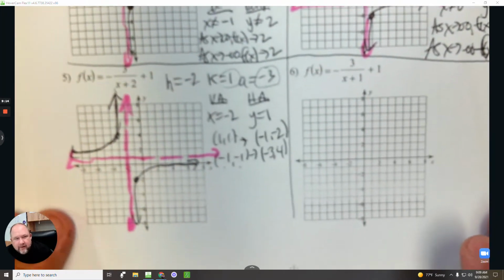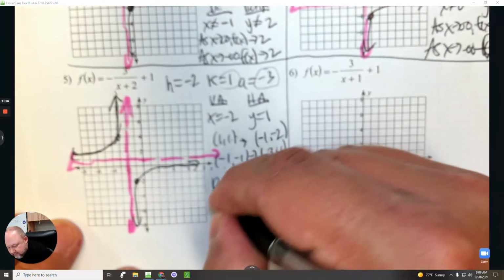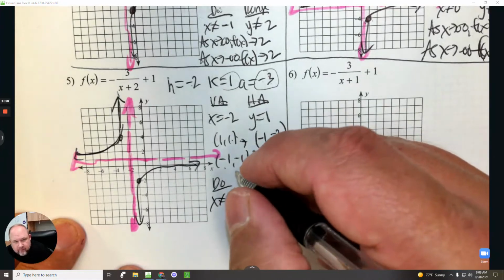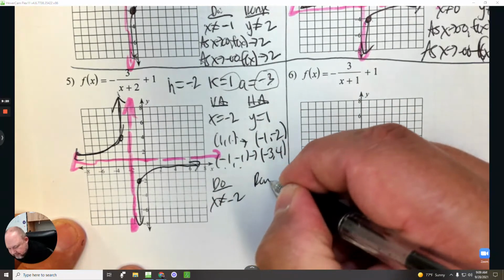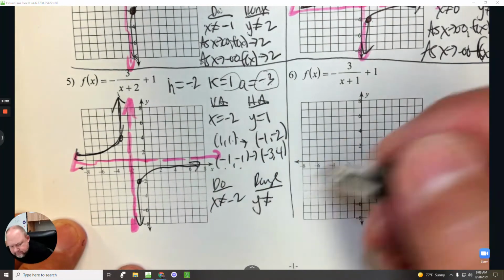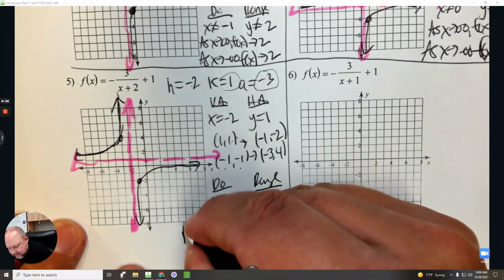Number 5. Oh, I forgot this, right? The domain, x cannot equal -2. The range, y cannot equal 1. And then the end behavior.